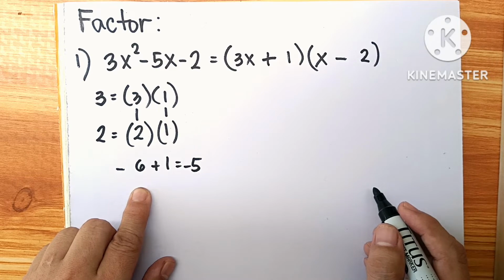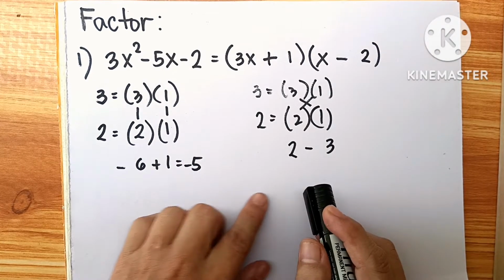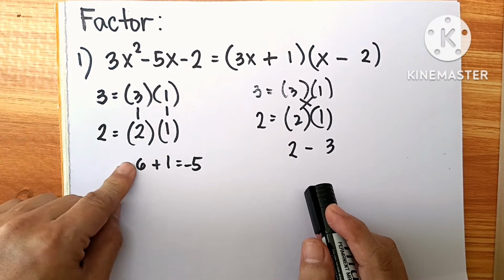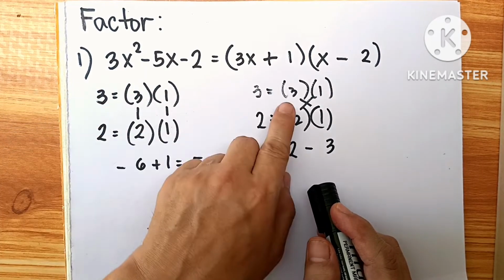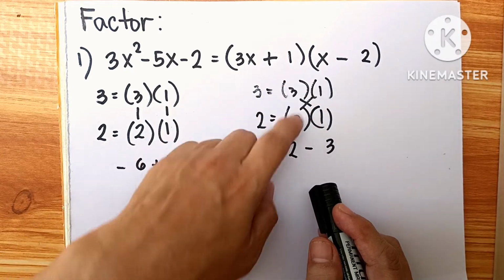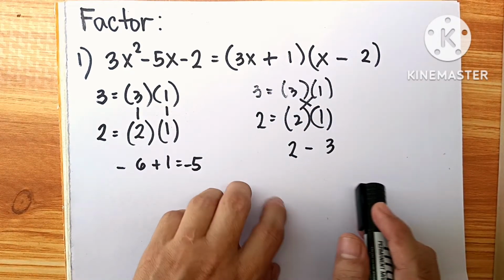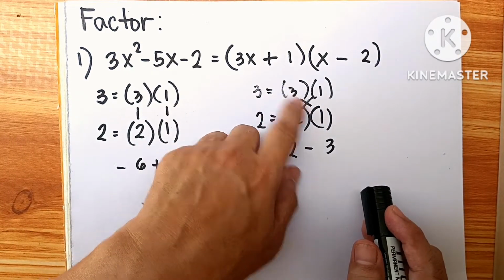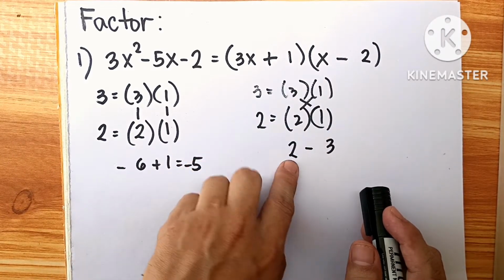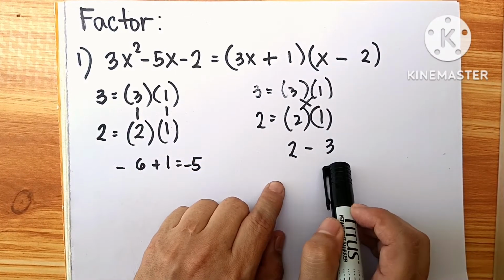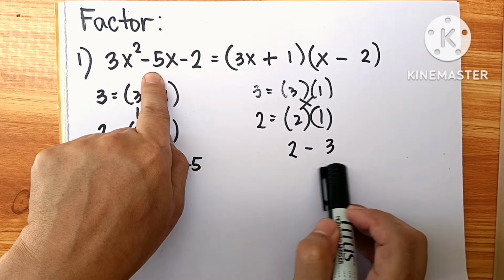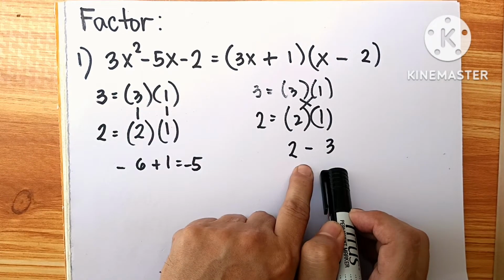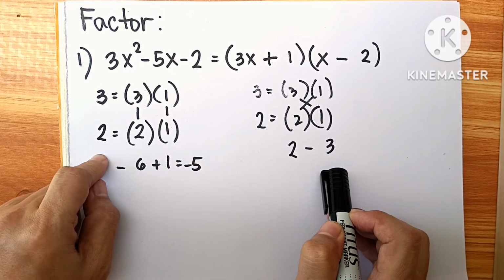Fast and easy, diba? Now, supposing you did not get the right combination, no? So instead of matching 3 with 2 and 1 with 1, you match 3 with 1 and 1 with 2, no? Ano nangyari? Notice that if we multiply, 3 times 1 is 3, 1 times 2 is 2, no? And we get the difference, we will not get the middle term which is negative 5 kasi ang difference nito ay 1. So this is not the right combination. This is the right combination.